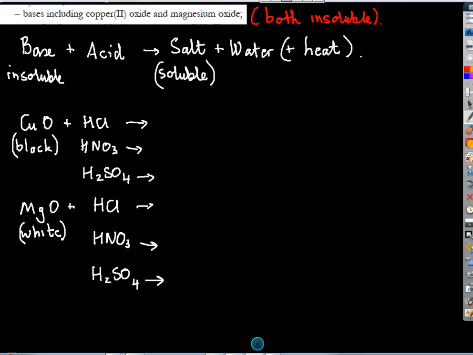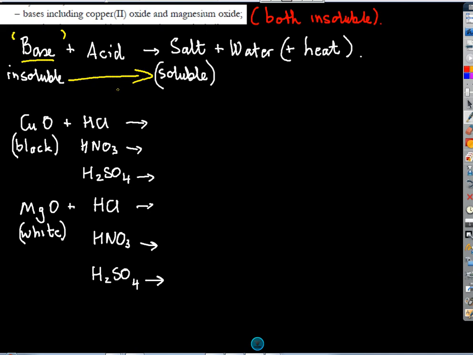So the key thing here is that both these bases are insoluble, so in other words your observation would be that your solid would dissolve during the reaction, and you get a little bit of heat given off as well.